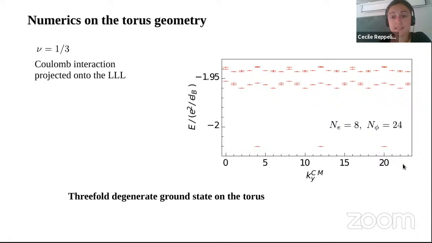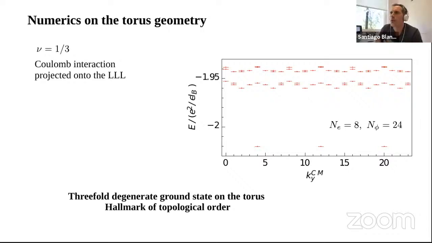But in any case, these threefold degenerate ground states on the torus geometry are a hallmark of topological order, and especially of this 1/3 Laughlin state. And I will talk a bit more about signatures. In principle, this threefold degeneracy is not enough to fully diagnose the Laughlin topological order, but I will talk about that tomorrow. Yes, question? Yeah, so what is the Hamiltonian for this data?